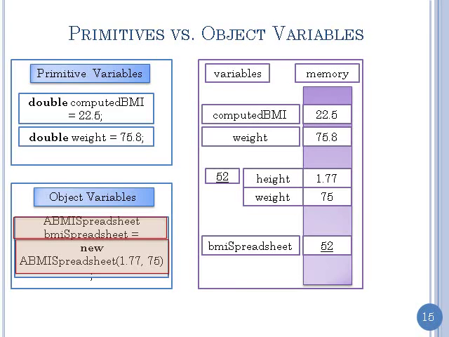Primitive variable directly holds the value. You don't go and allocate the value, then figure out what its address is and put that address in computed BMI. You just put the value right there. Here, you actually put the address of the first location of the start of the block of memory that's allocated for that object. Okay? So changing a variable value would mean BMI spreadsheet sometimes points to this BMI spreadsheet value, sometimes another BMI spreadsheet value. Changing the object itself would mean messing around with that memory allocated for that object. And all names would then refer to the changed value.